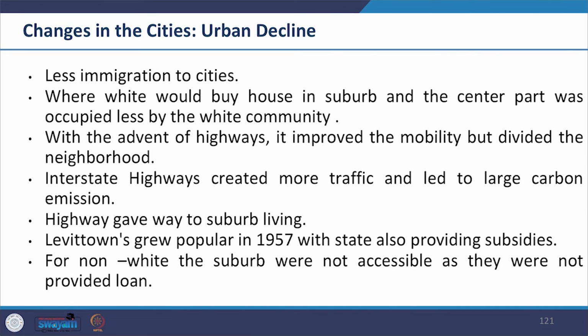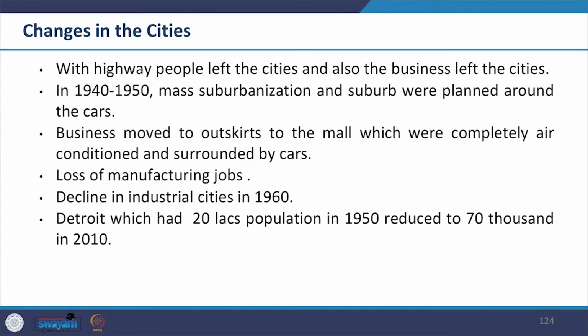Highways gave way to suburban living, and Levittowns grew popular in 1957, with the state also providing subsidies. So we see an increase in Levittowns with government support also. However, this was not open for all. It was only for white people. With the highway, people left the cities and businesses also left the cities. So we are seeing the kind of decline which is happening. In the 1940s and 1950s, we see mass suburbanization, and the suburbs were planned around cars. We see business also move to the outskirts, to malls which were completely air conditioned and surrounded by cars.